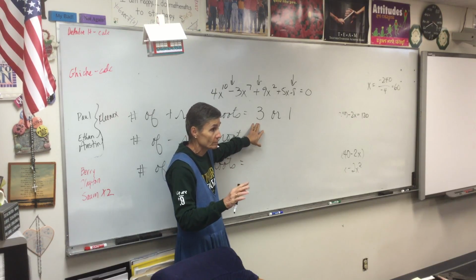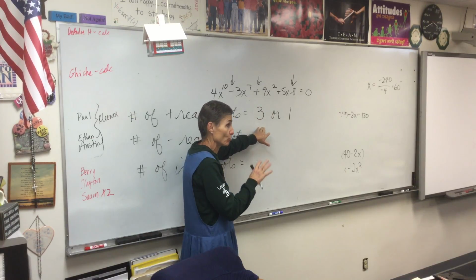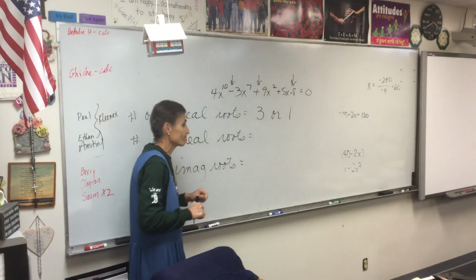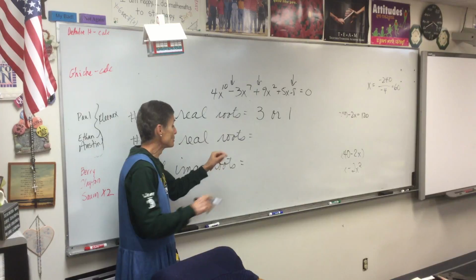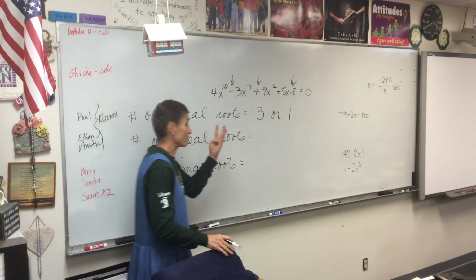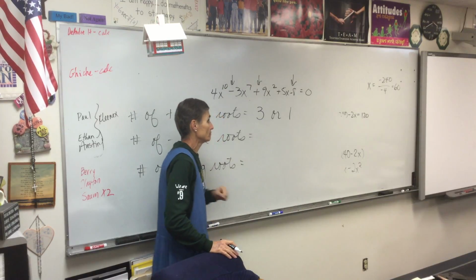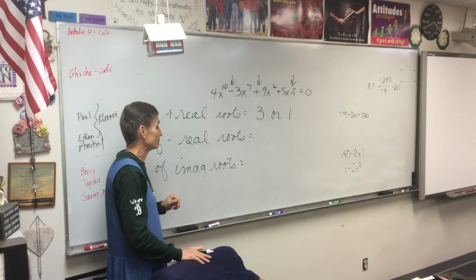I said this is a tool. Sometimes it helps, sometimes it doesn't. There's either 3 or 1. So if you got 5, would it be 5 or 3 or 1? You count down by 2s until you can't count anymore. So if there had been 4, it would be 4 or 2 or 0. You keep counting down by 2s, however many sign changes you had.